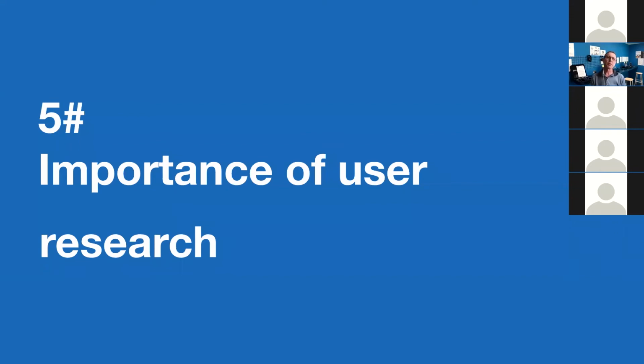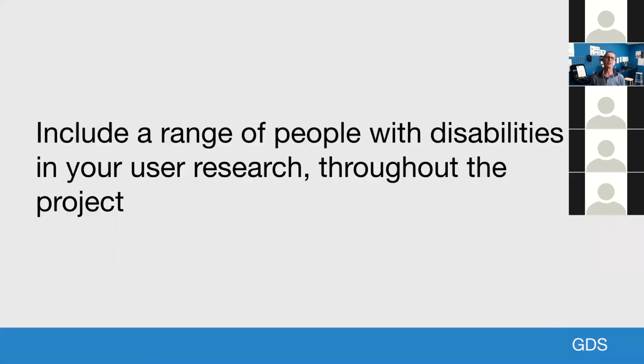Then the fifth principle is around the importance of user research or user testing to make sure that these things work for the people who need to use it. So it's important to include a range of people with disabilities in your user research and do that throughout the project. Maybe not from the very early stages, depending on how accessible things are going to be. If you're working with paper prototypes, for example, that might be challenging, but include people throughout the project. And it's probably the most important thing to think about.